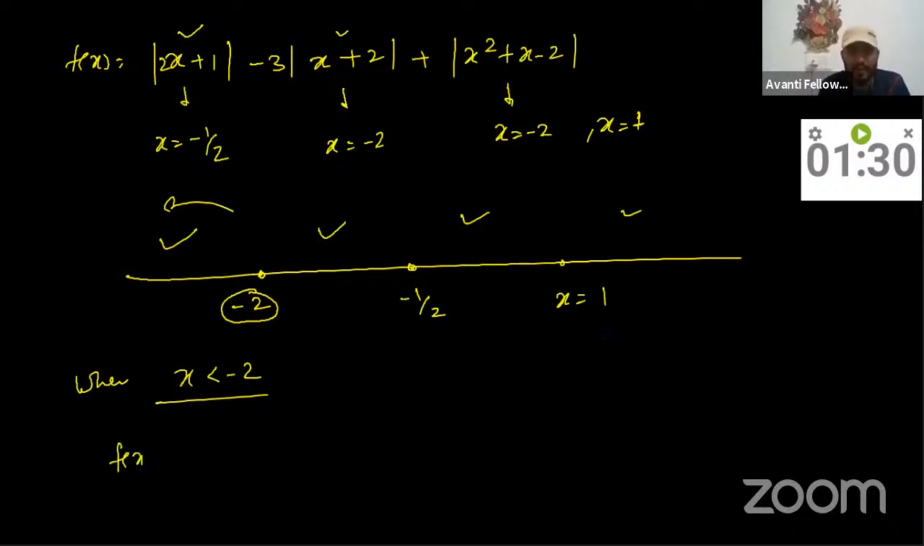So that means your f of x would become on x less than minus 2. This modulus function, I can split into 2 parts. On the right hand side of minus 1/2, this becomes positive.